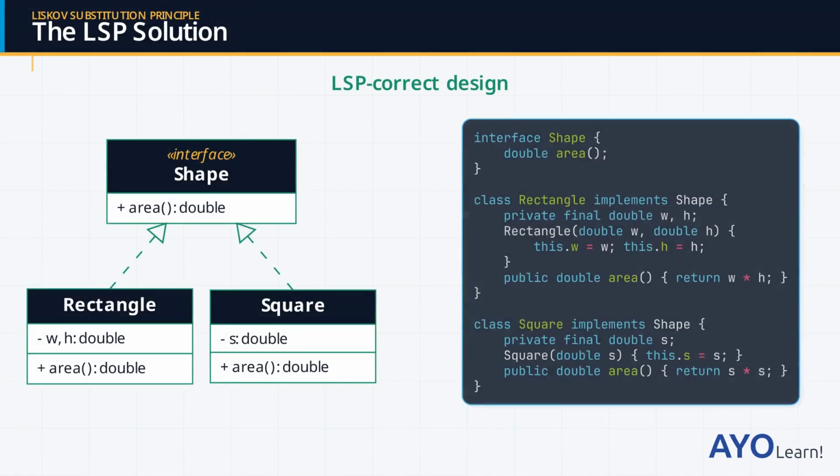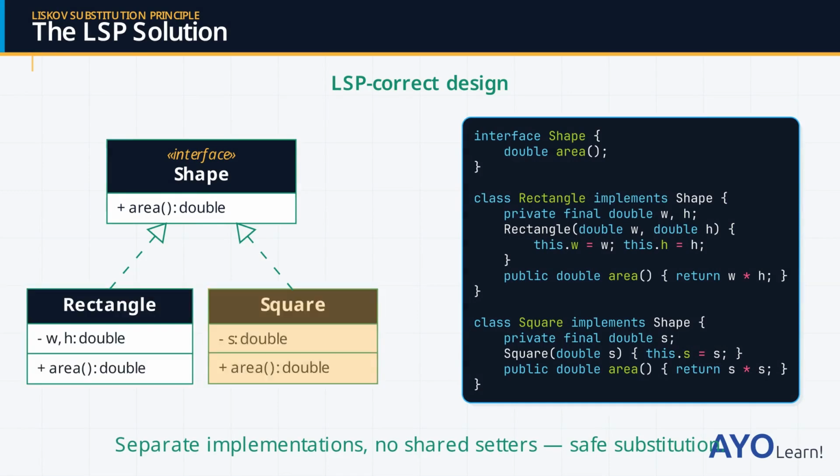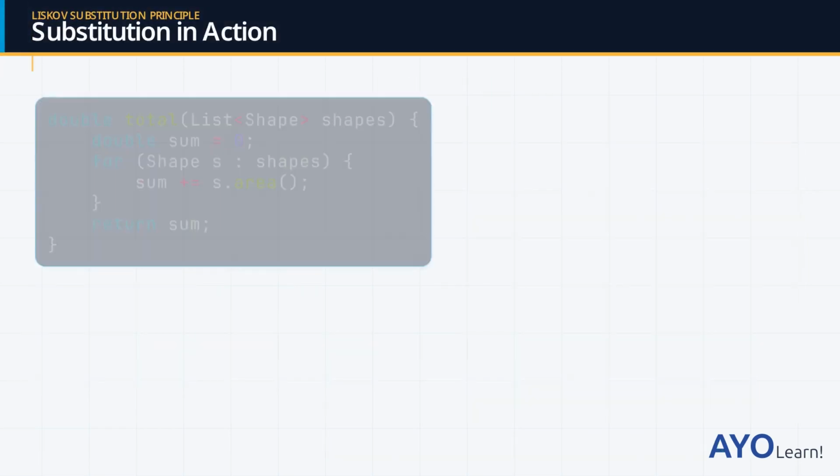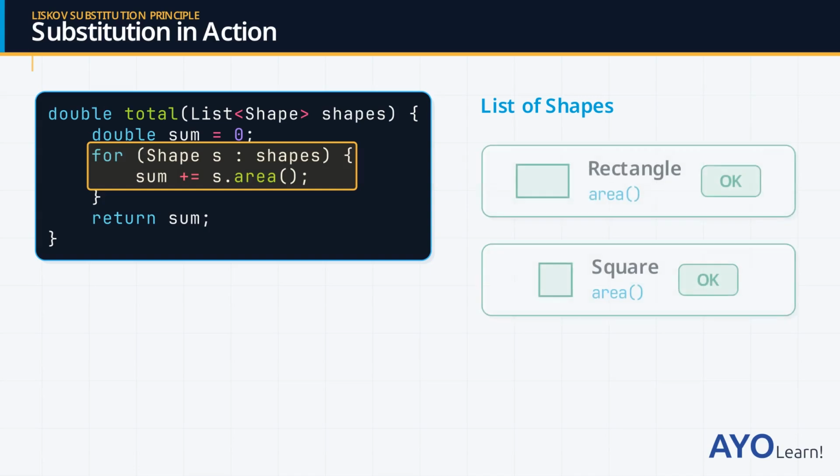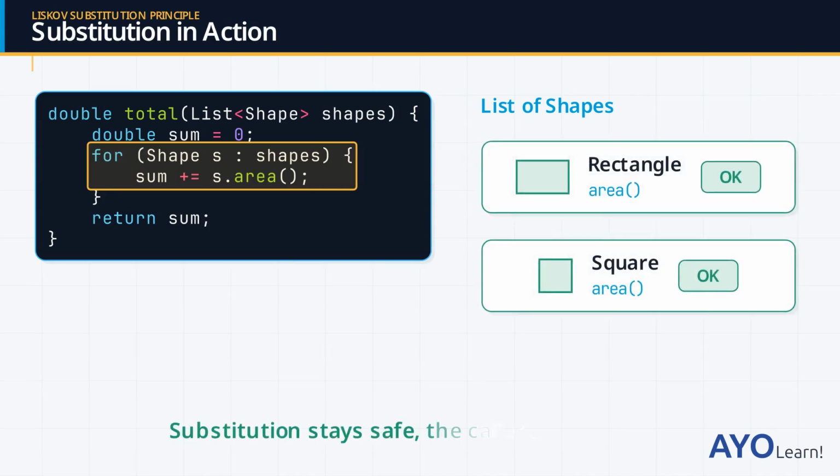Define a shape interface with a single area method. Make rectangle and square separate implementations, each with its own fields and constructor, no shared mutable setters. Watch the client loop total area across a list of shapes. Rectangle and square swap in freely, no surprises. Substitution stays safe and the caller stays correct.